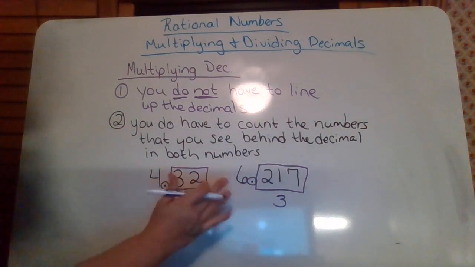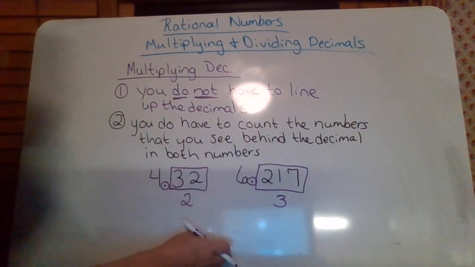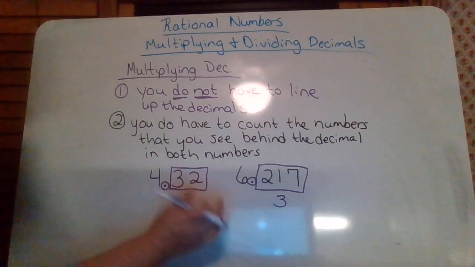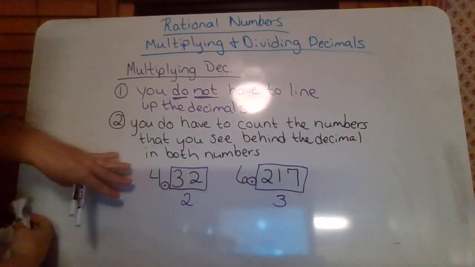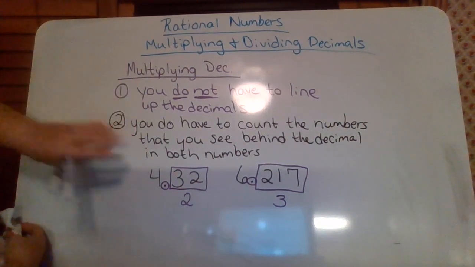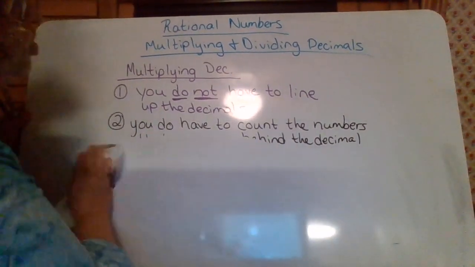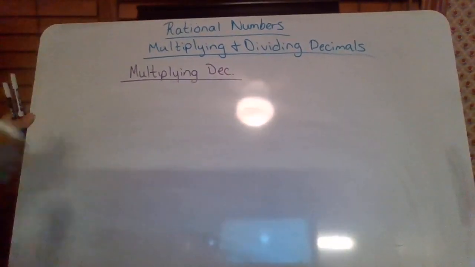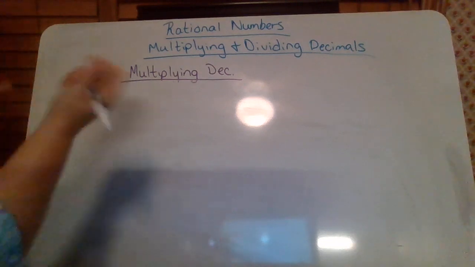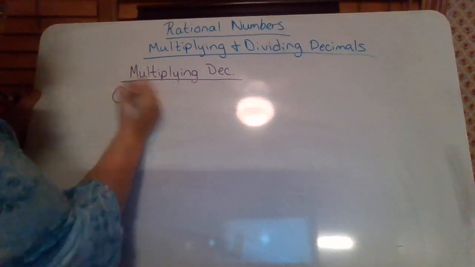When I say you're counting the numbers that you see behind the decimal, that is what I'm talking about. Okay? So that's what we're talking about when I say behind the decimal. All right, so keep that in mind. So you don't have to line up the decimals, but you do have to count the numbers behind the decimal. And we will talk about why in just a minute, because we're getting ready to do some examples. All righty. So let's say example number 1.